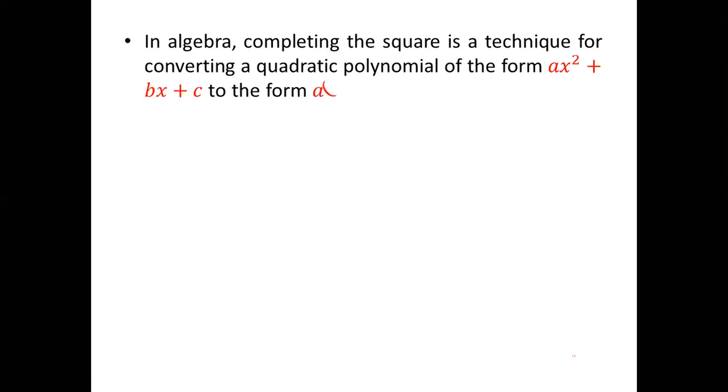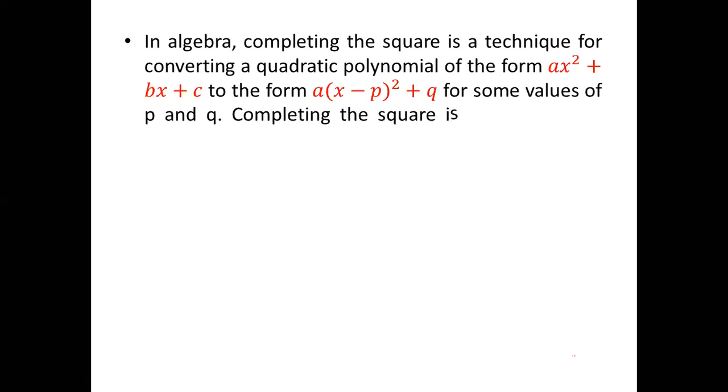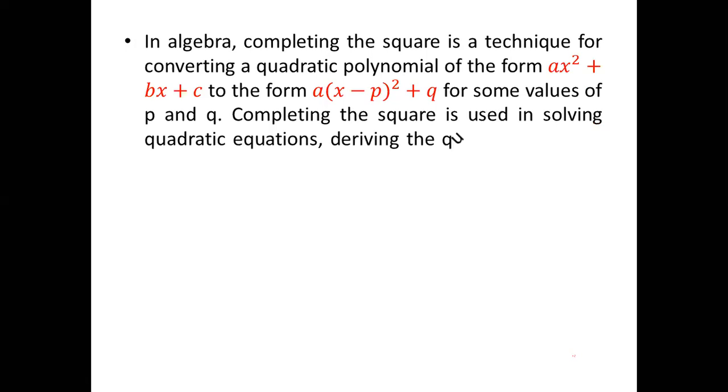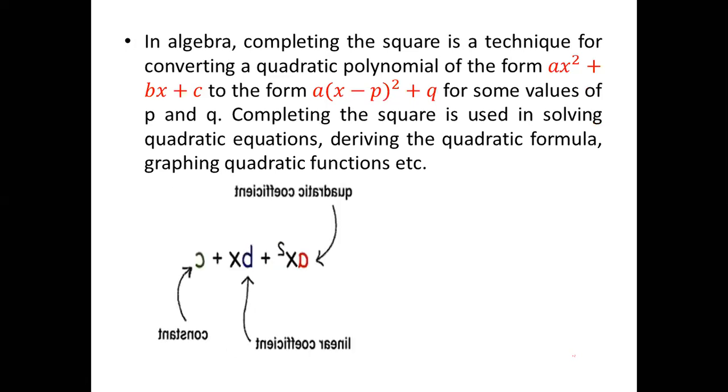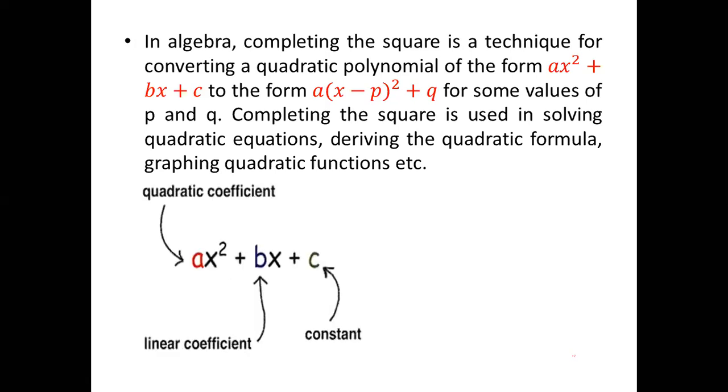Now, in algebra, completing the square is a technique for converting a quadratic polynomial of the form ax squared plus bx plus c to the form a into x minus p all squared plus q for some values of p and q. Completing the square is used in solving quadratic equations, deriving the quadratic formula, and graphing the quadratic function. There are many other roles that can be played by completing the square.